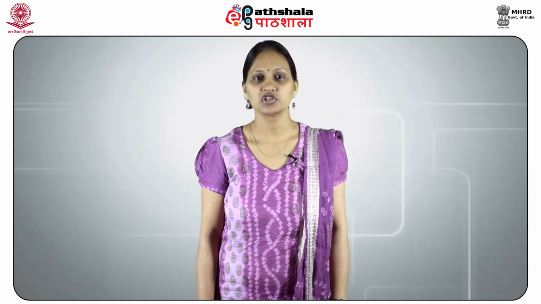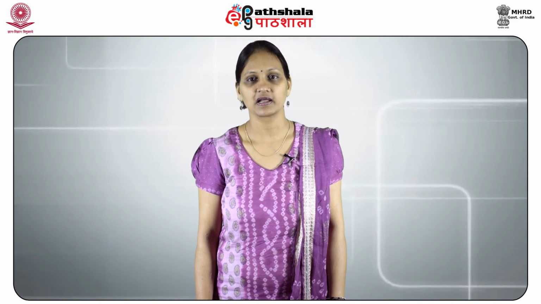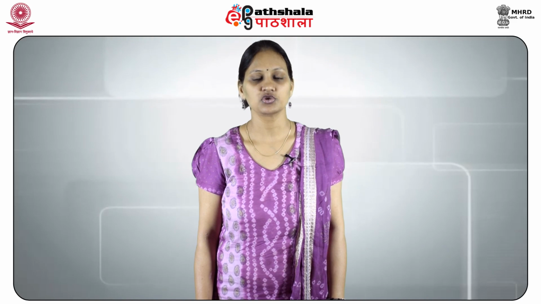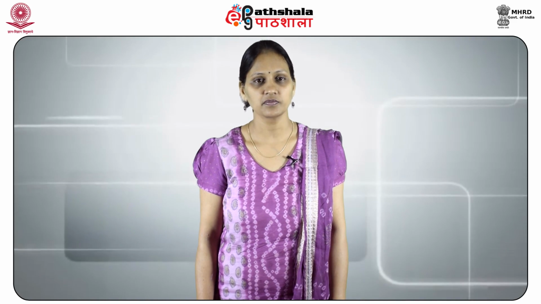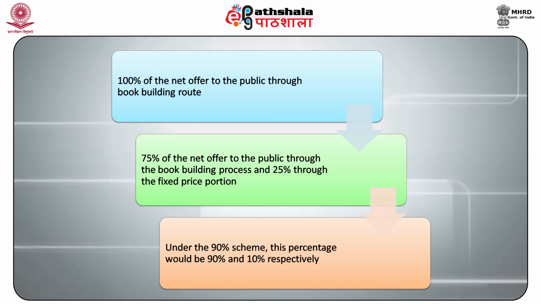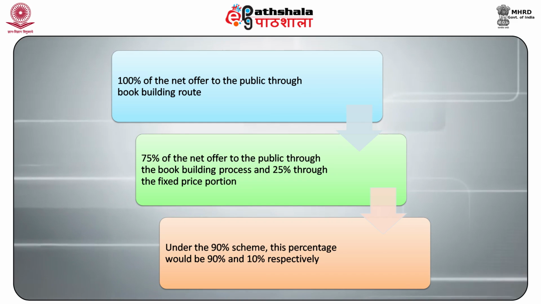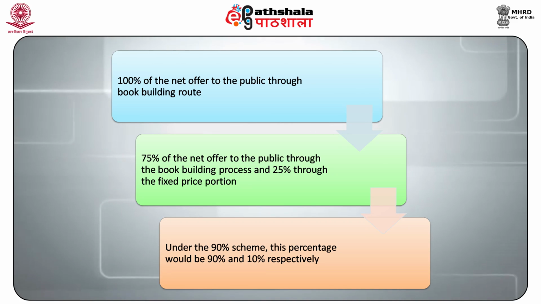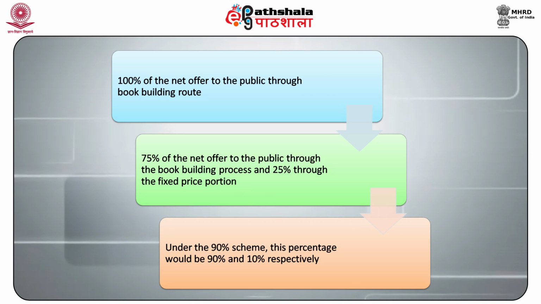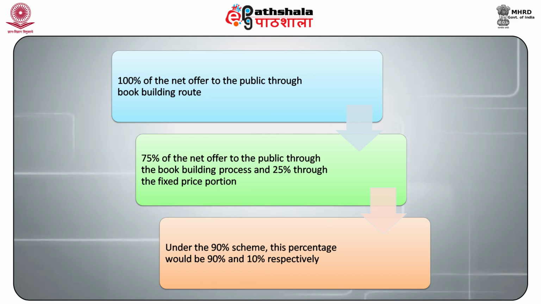In case the issuer chooses to issue securities through the book building route, then as per SEBI guidelines, an issuer company can issue securities in the following manner: 100% of the net offer to the public through book building route, 75% of the net offer to the public through the book building process, and 25% through the fixed price portion. Under the 90% scheme, this percentage would be 90% and 10% respectively.